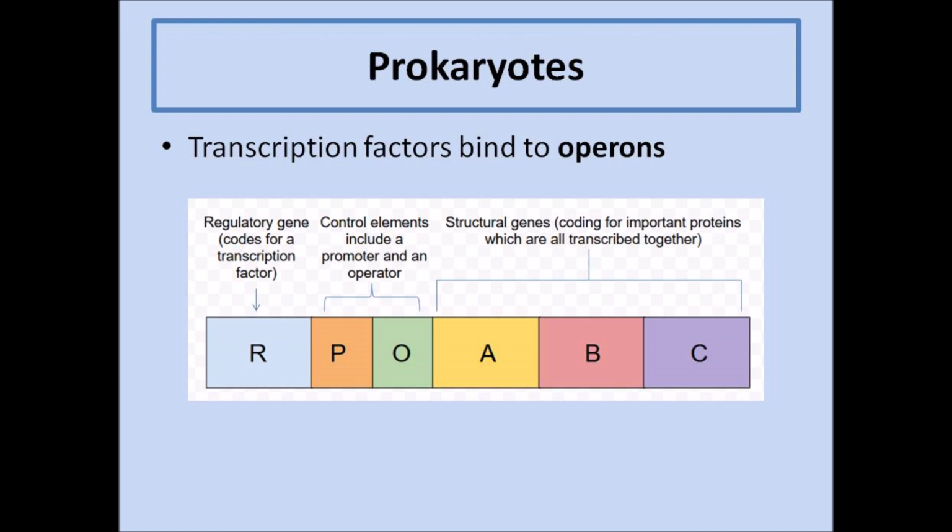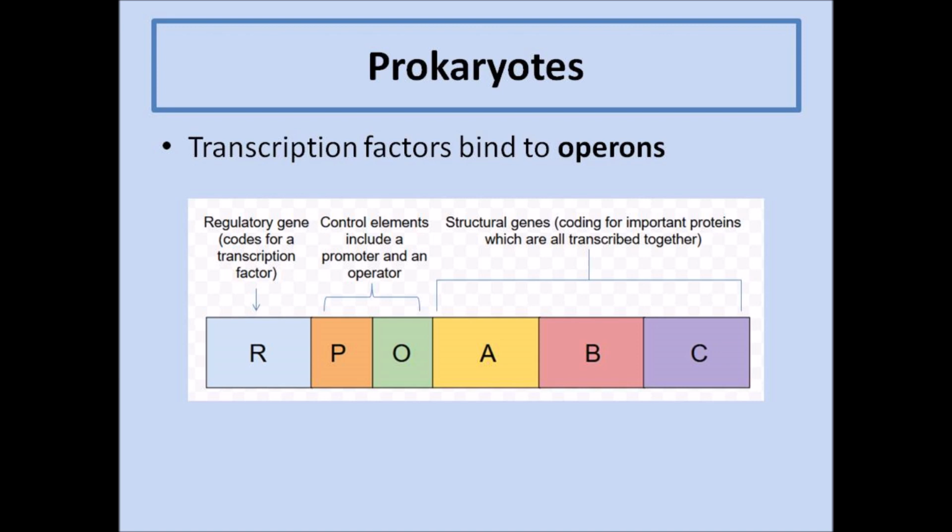The operon will also have a section of DNA which we call control elements, which normally come before the structural genes. Now these control elements include a promoter that's labelled P, and that promoter is important because it is where RNA polymerase can bind to.